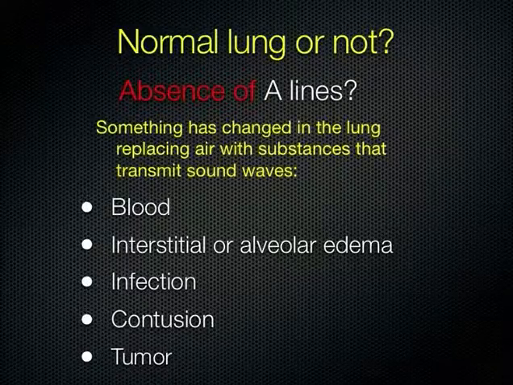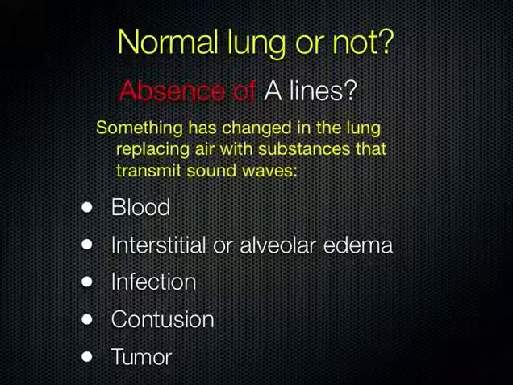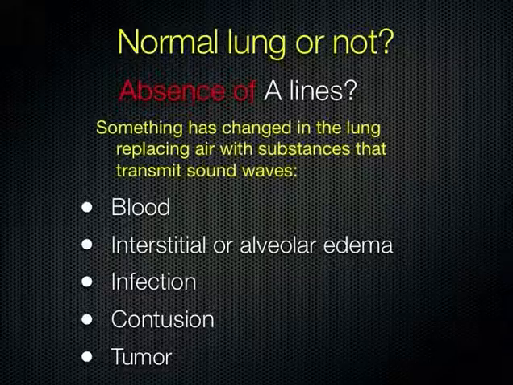Okay? Good questions. So when you're wondering whether you have normal lung or not, you are looking for, well, are the A lines gone? Because if the A lines are gone, then that means there's not air there. Something else has replaced the air in the lung, and that could be anything.